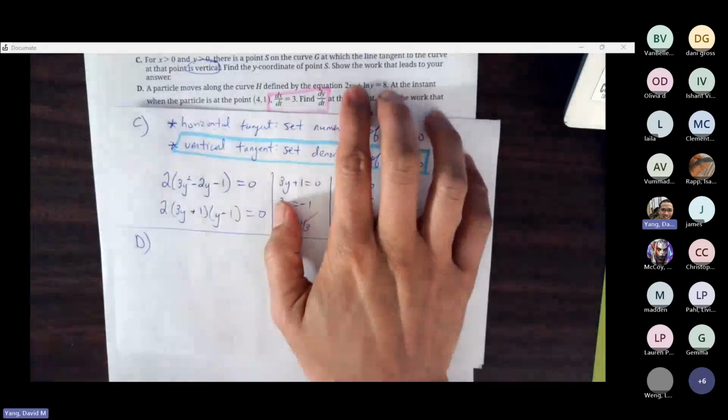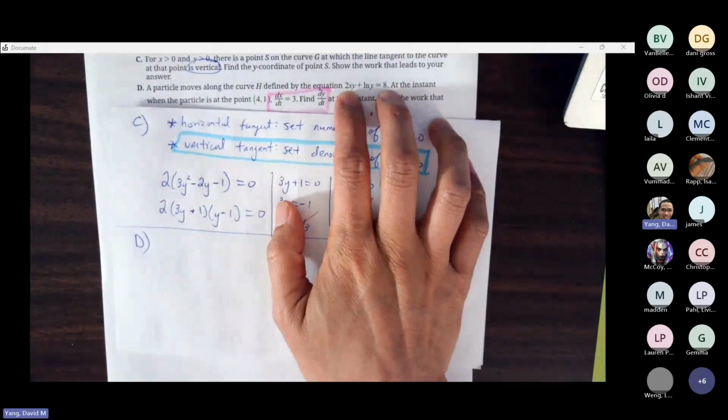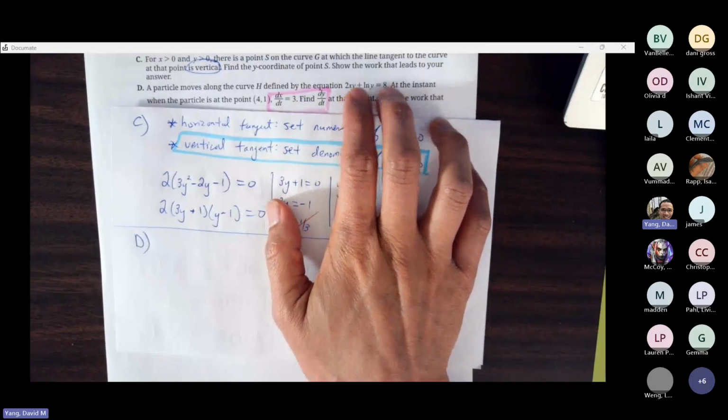So related rates means we're going to find the derivative, but time is going to be our independent variable. So we want our dx/dt and dy/dt to show up as we build our derivative.